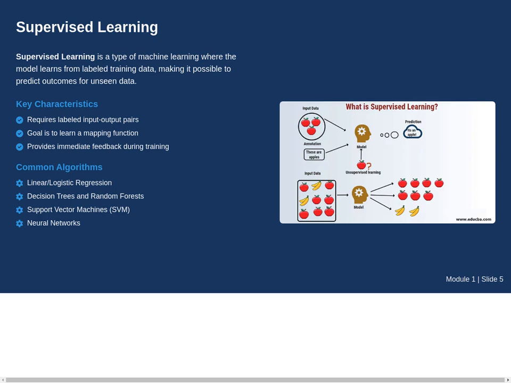Common algorithms used in supervised learning include linear and logistic regression for predicting continuous values and binary classifications, decision trees and random forests for classification and regression tasks, support vector machines, SVMs, for classification problems, neural networks for complex pattern recognition tasks. Examples of supervised learning applications include image classification, spam detection, and price prediction.